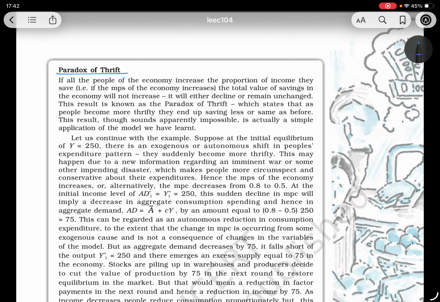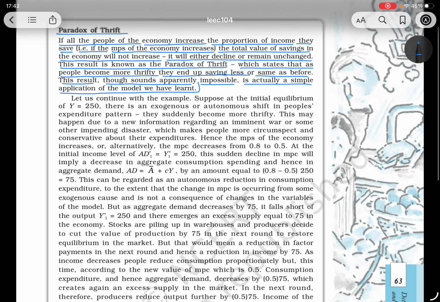Paradox of thrift: if all the people of the economy increase the proportion of income they save, that is, if the MPS of the economy increases, the total value of savings in the economy will not increase. It will either decline or remain unchanged. This result is known as the paradox of thrift, which states that as people become more thrifty, they end up saving less or the same as before. This result, though it sounds apparently impossible, is actually a simple application of the model we have learned.